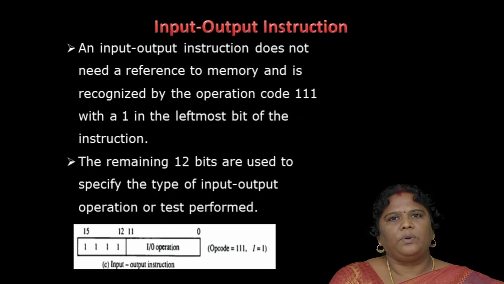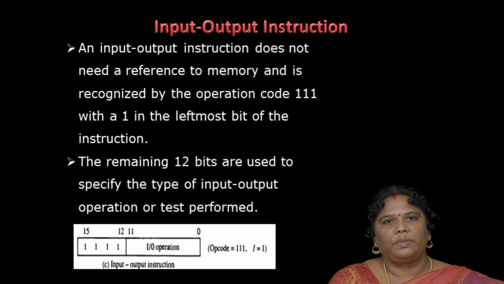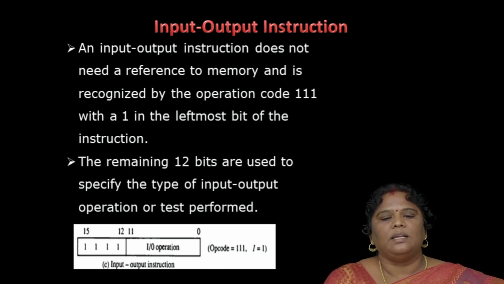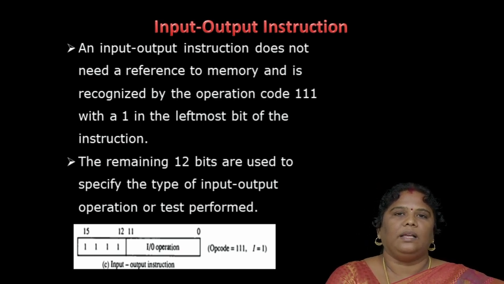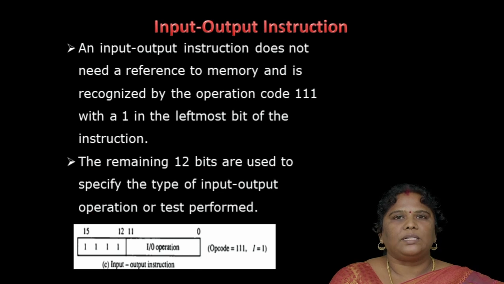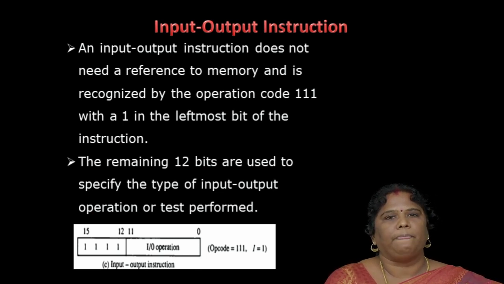Next one, input output instruction. These instructions also do not reference memory. They are recognized by the operation code. The opcode field is specified with triple ones, and the leftmost bit of the instruction is specified as 1. Then that type of instruction is an input output instruction. The 12 bits of the instruction specify the input output operations that can be performed by this instruction.